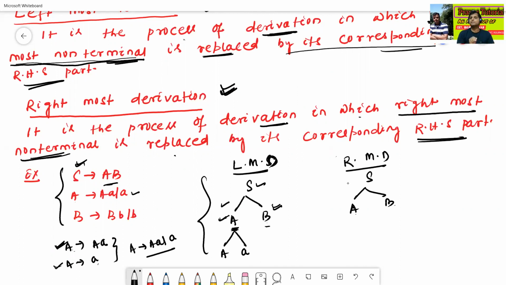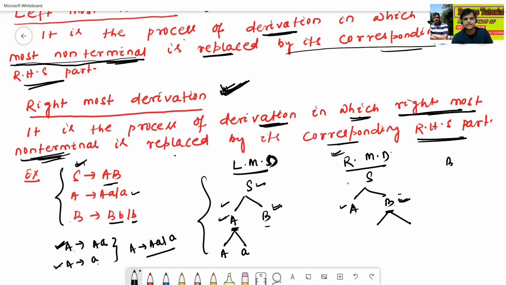Since we have two non-terminals A and B, we'll derive either A or B. Since we are following rightmost derivation, it is the process of derivation in which the rightmost non-terminal is replaced by its corresponding RHS part. Rightmost here means the non-terminal B, so we will replace B by either BB or b.